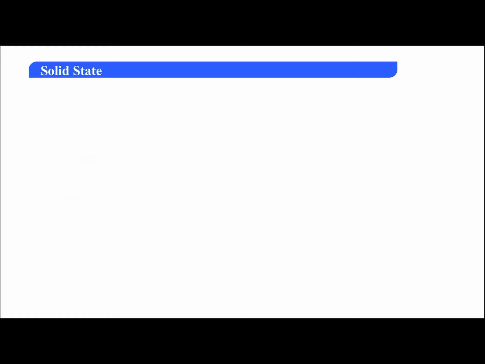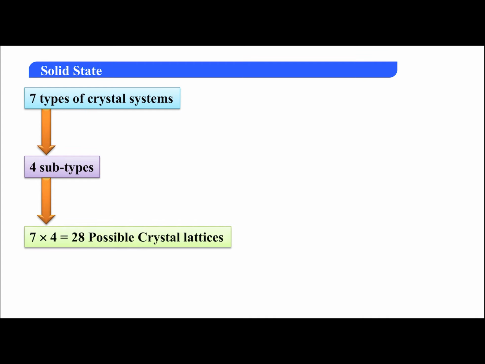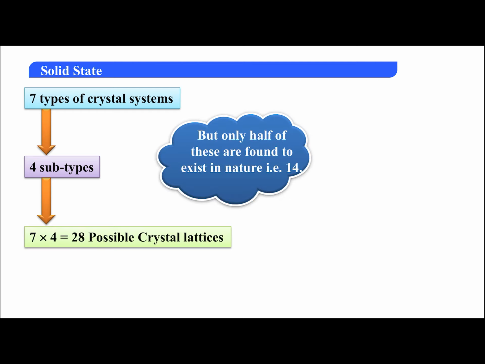We go to the next discussion. There are 7 types of crystal system, of which there are 4 subtypes that we are going to see ahead. So the total should be 28 if you multiply, or go by probability as a chapter. 28 possible crystal lattices are there, but in nature only half of them exist, only 14.